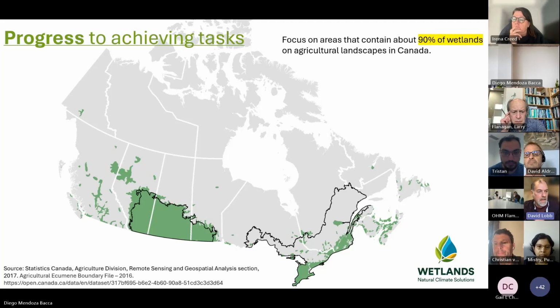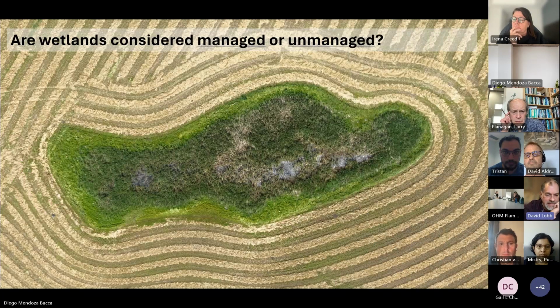Next slide. The national greenhouse gas inventories can only include wetlands that are considered to be under management. And so the question arises, are Canada's wetlands considered managed or unmanaged? Next slide.